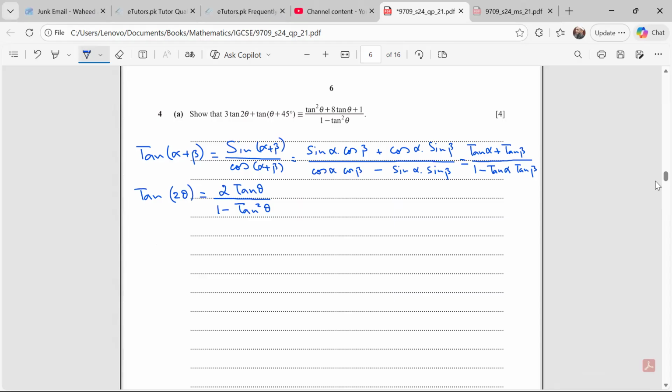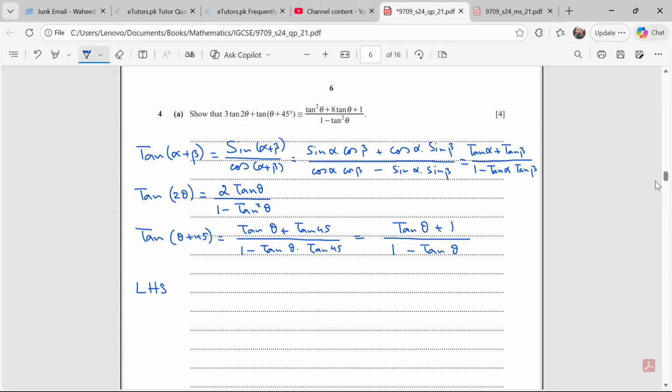This is clear. Similarly, what about tangent theta plus 45? So this would be tangent theta plus tangent 45 over 1 minus tangent theta into tangent 45. And tangent 45 is 1, so it's going to be tangent theta plus 1 over 1 minus tangent theta. Okay, so from these two, let's start with the left hand side of this expression.